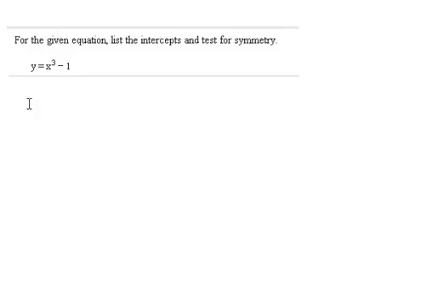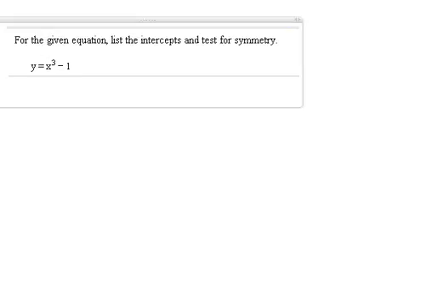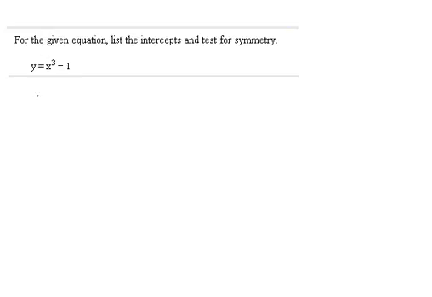Okay, on this question, you are asked to list tests for symmetry and give the intercepts. So to find the x-intercept, you'll plug 0 in for y. So let me see if I can get a pen here. Okay, so if I put 0 in for y, I'll get 0 equals x cubed minus 1.